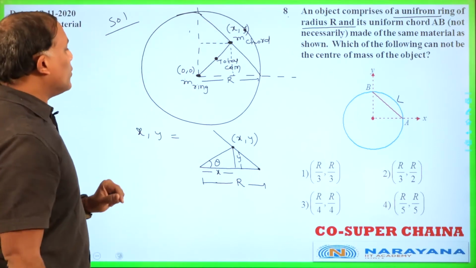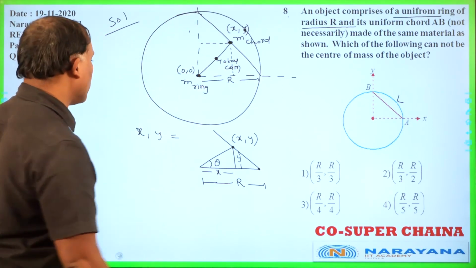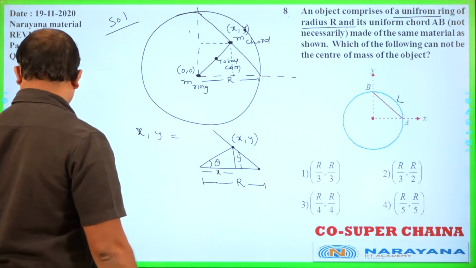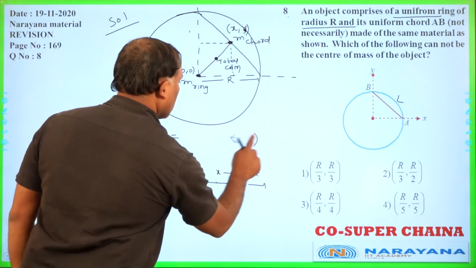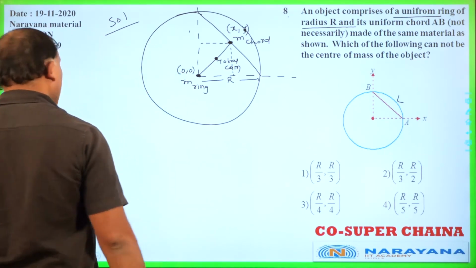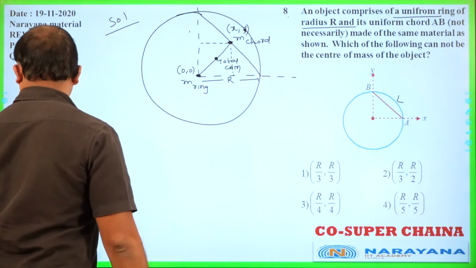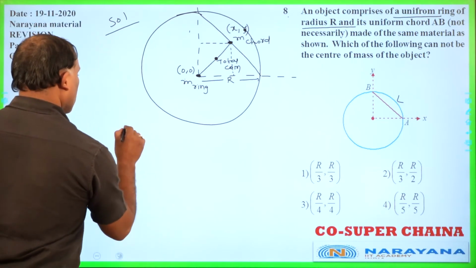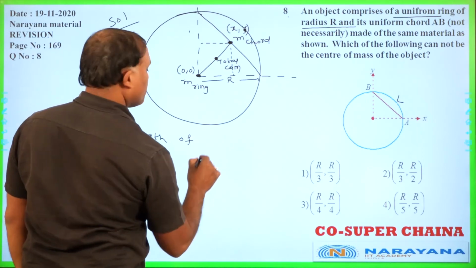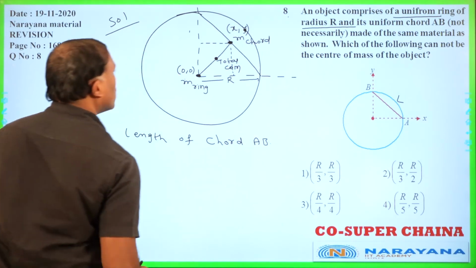So now let me show you what is the length of this chord. What is the length of that chord? Let me erase this thing. Before going to that x comma y, first let me find the length of the chord AB.